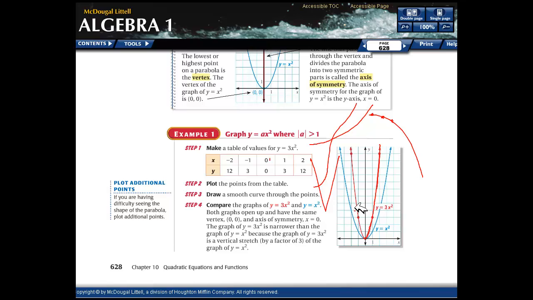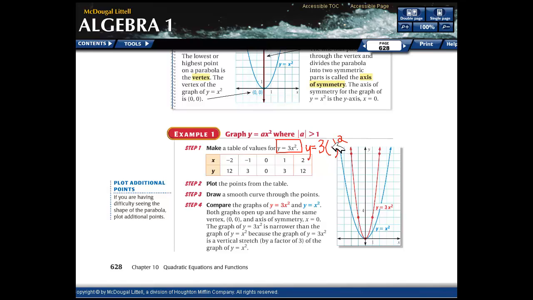All right, so if I just plot my points, put in negative 2, negative 1, 0, 1, 2, I'm going to take this function and substitute in my value for x and see my resulting value.